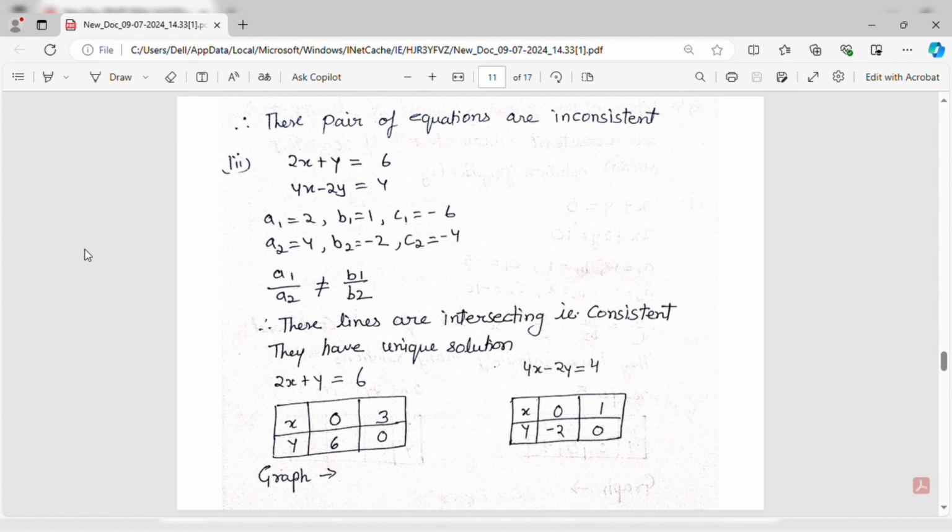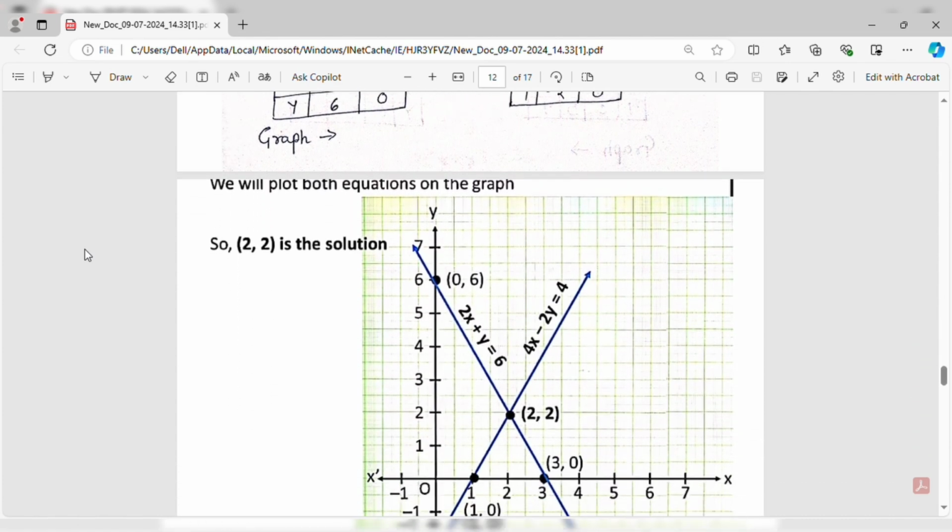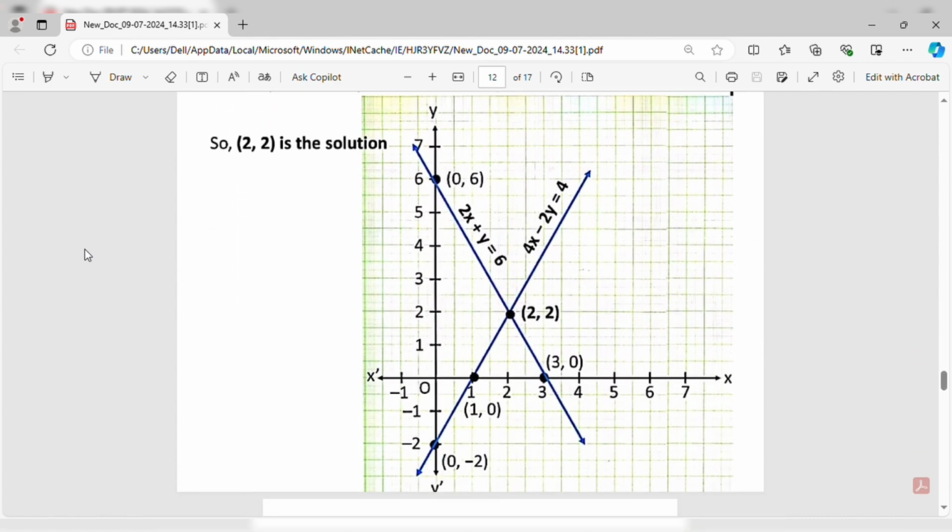For the third part, the lines are intersecting, so we will find 2 points. To plot any line on the graph, we need at least 2 distinct points so that we can make a line on the graph paper. Then we will plot these points on the graph paper, and here we can see both the lines meet at the point (2, 2). So here x is equal to 2 and y is equal to 2.